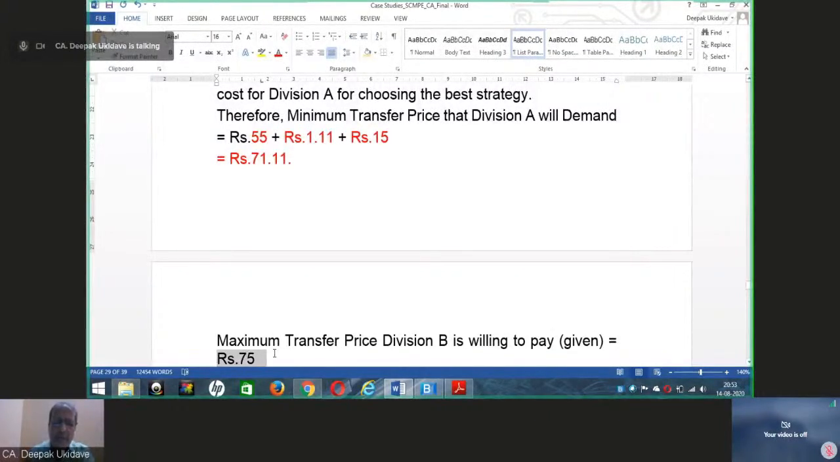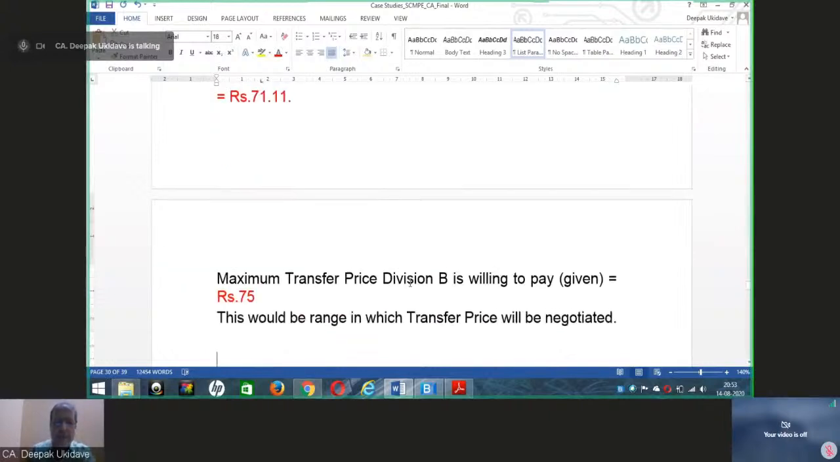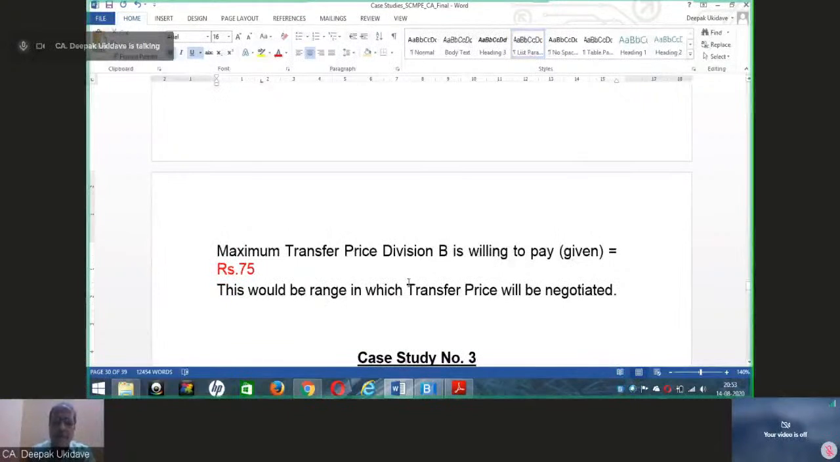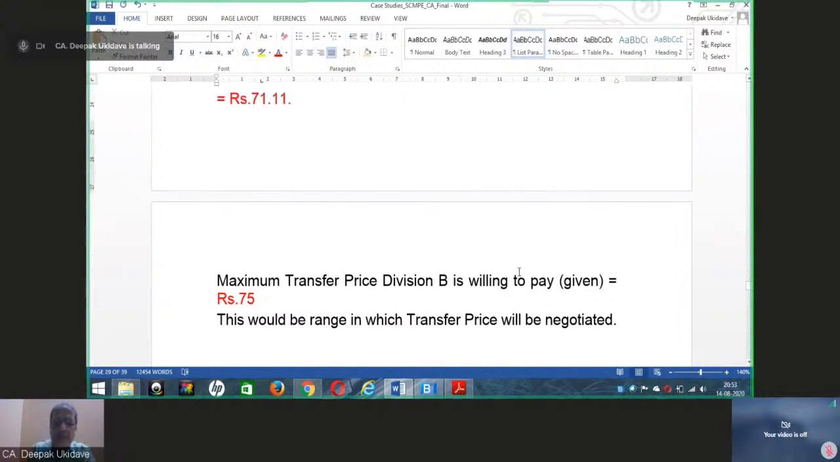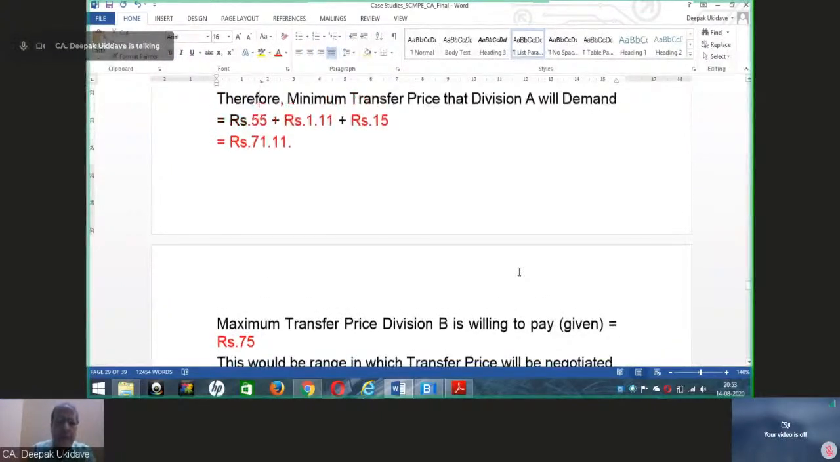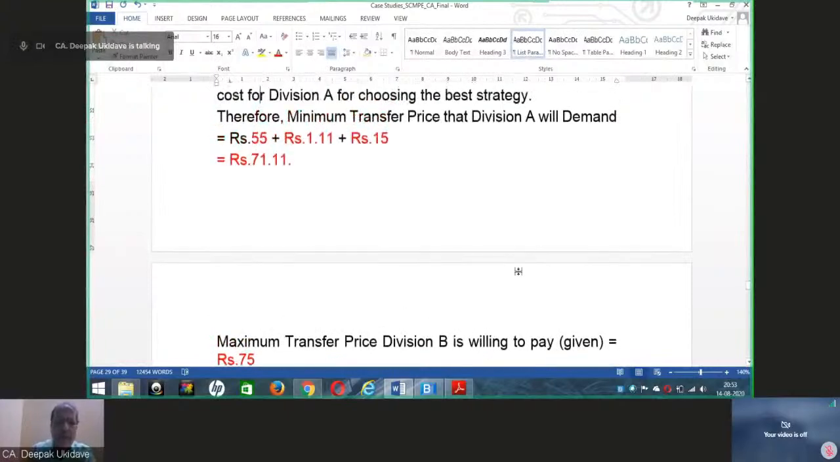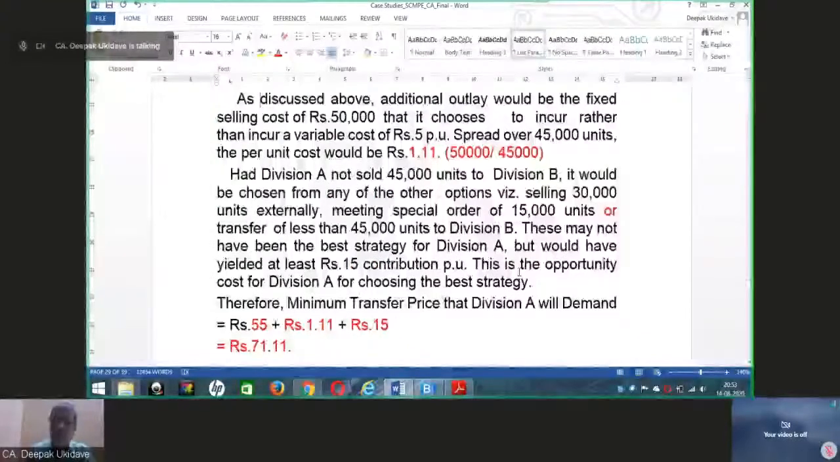Our price range is already determined. Minimum price is 71.11 and maximum transfer price is 75 rupees. So this would be the range in which transfer price will be negotiated. So transfer price always varies between the minimum and maximum. Minimum is 71.11 and maximum is 75. So in case of conflict, management is always required to do a proper analysis of the cost and based on that take the decision. Now we will summarize the learning points out of this case.